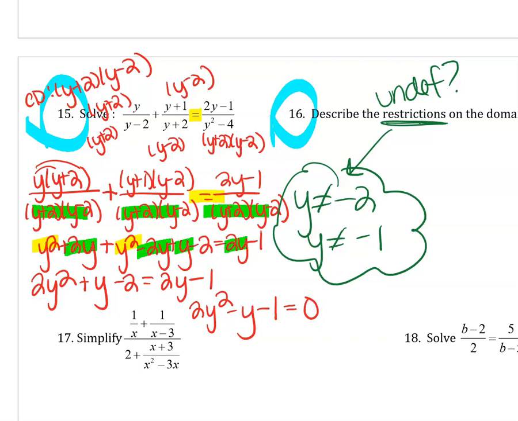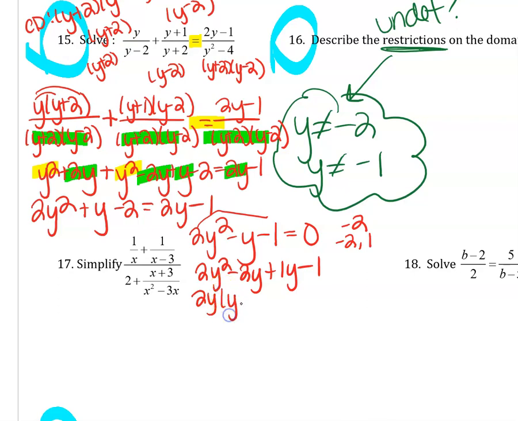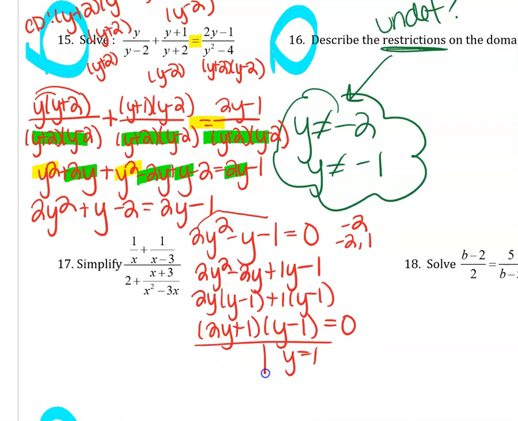All right, let's try to factor solve this. So if I draw my triangle, that's 2 times negative 1, which is negative 2, and factors of negative 2 that sum to negative 1 are negative 2 and 1. So this is 2y squared minus 2y plus 1y minus 1. And then I can do factor by grouping. And then solve. y equals 1.